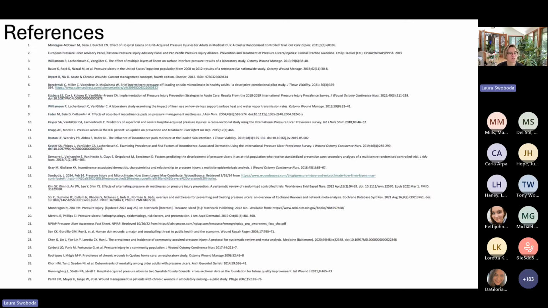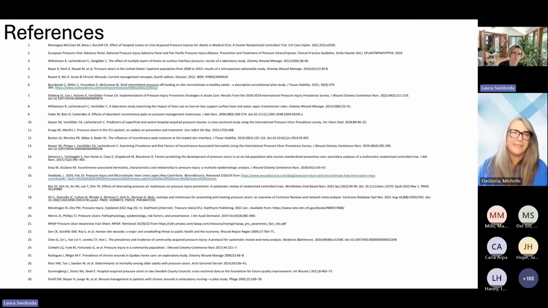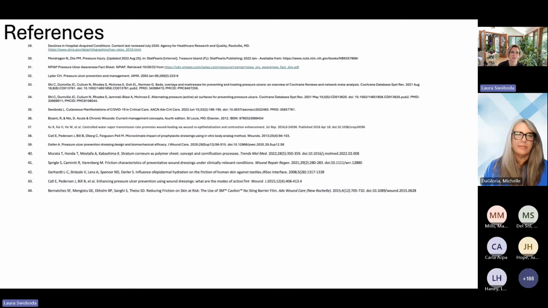Here are my references. As a translational scientist, I like everything to be evidence-based. And in this case, we have a lot of research on this, and that's why it is included in the NPIAP 2019 guidelines and other guidelines and recommendations.